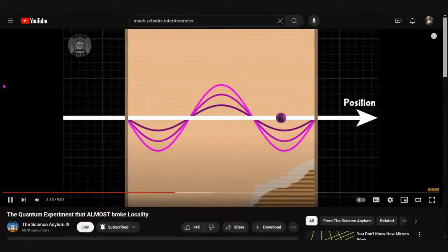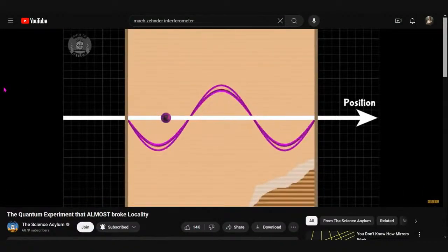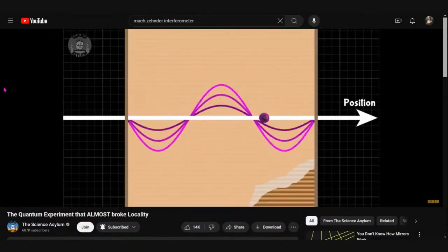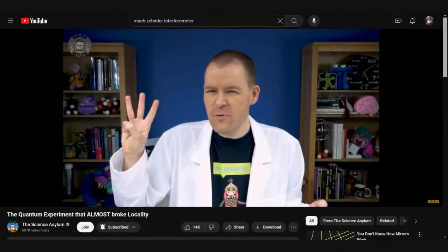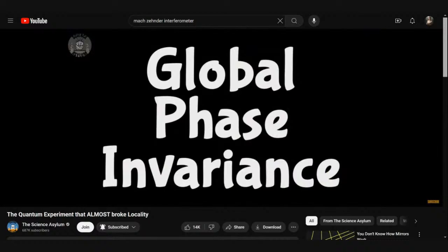Here. As time plays out, you can see these waves are out of sync. We say they're out of phase in time. But all three of those waves describe the same particle. It's something we call global phase invariance.